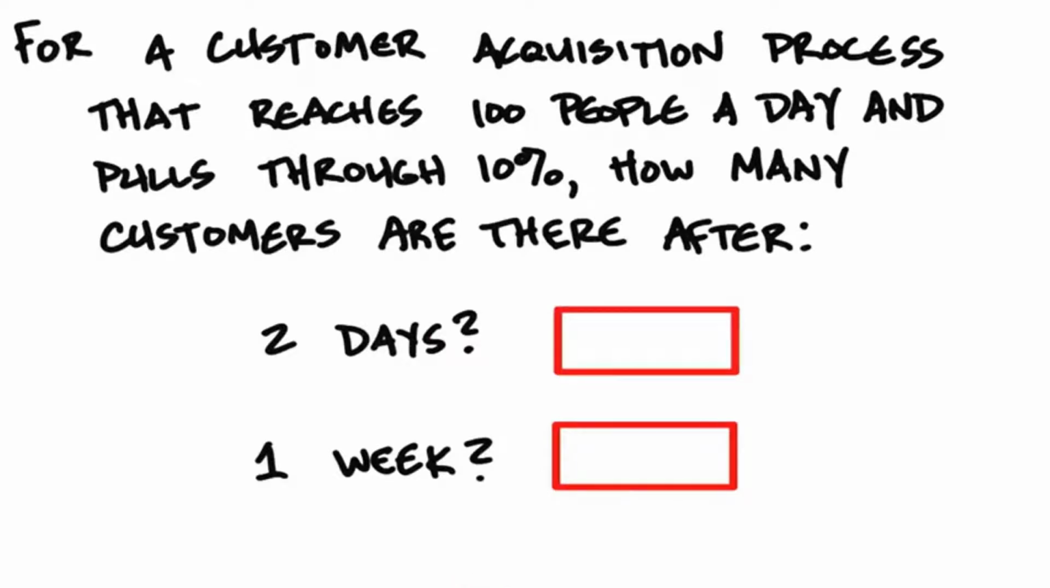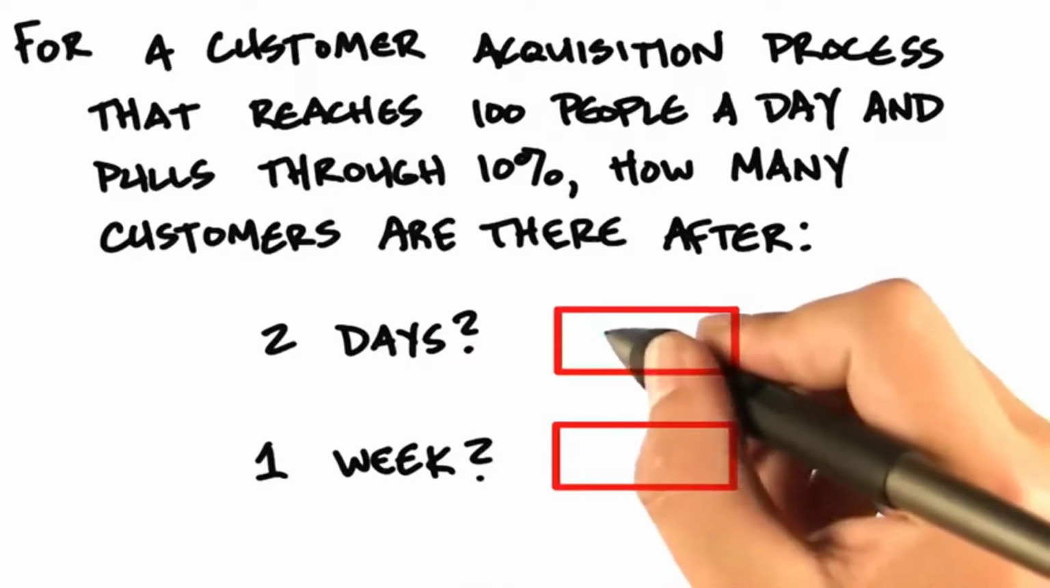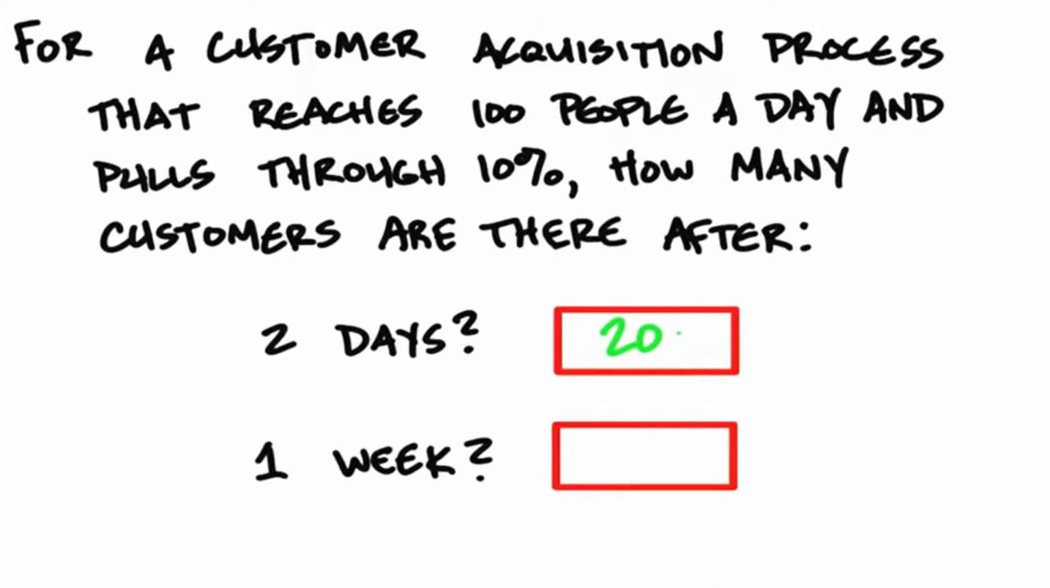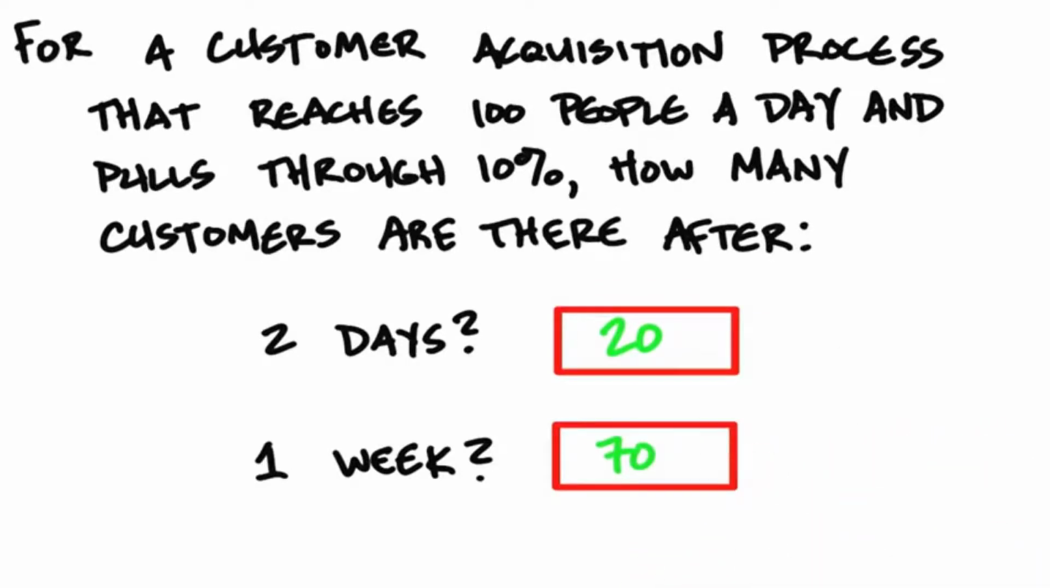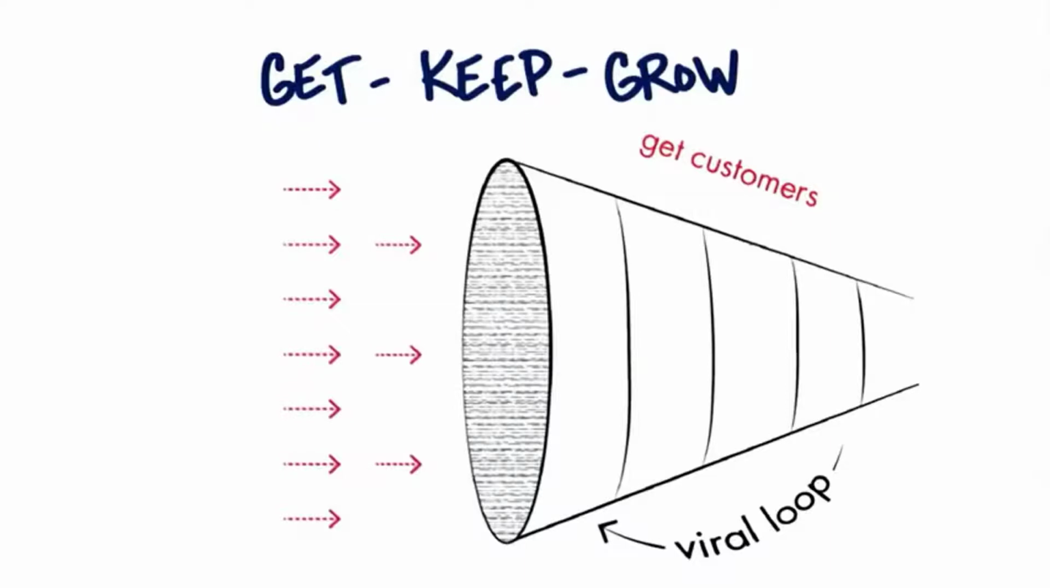The answer is simple math. After 2 days, you'll have activated 20 customers. After 7 days, you'll activate 70. So let's take a look at getting customers for a physical channel.